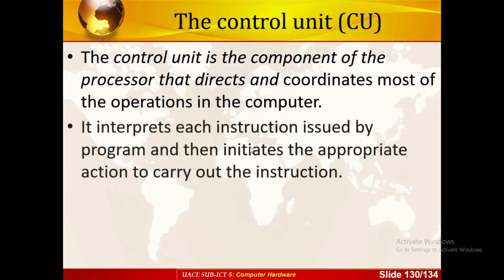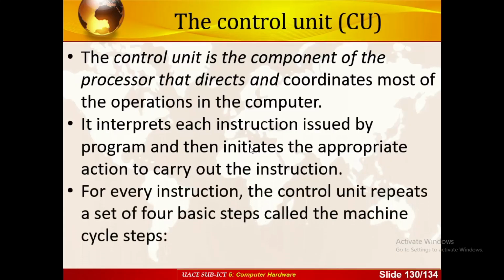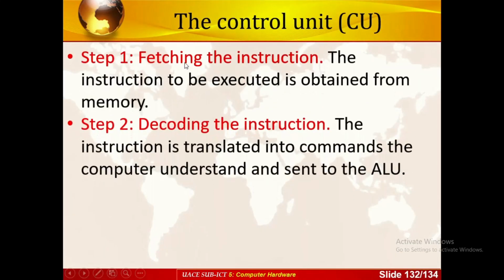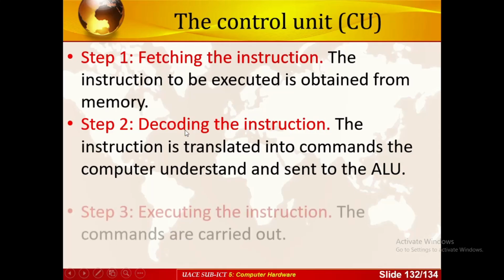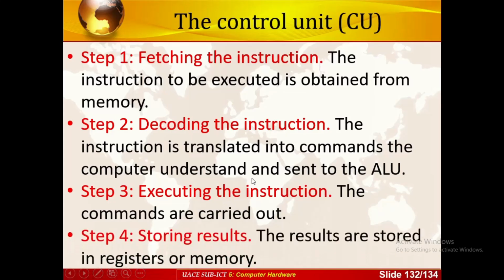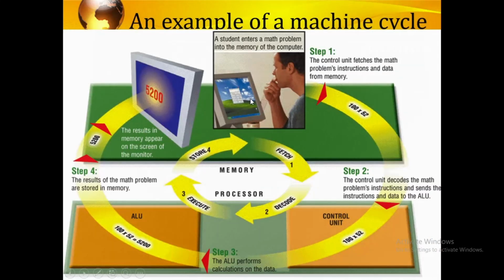Then we have the control unit, the processor part that controls or directs most of the operations of the computer. That's how it actually operates. It has what we call the machine cycle. It fetches instructions, it decodes the instructions, it executes, then it stores the results. That's how a machine cycle operates.